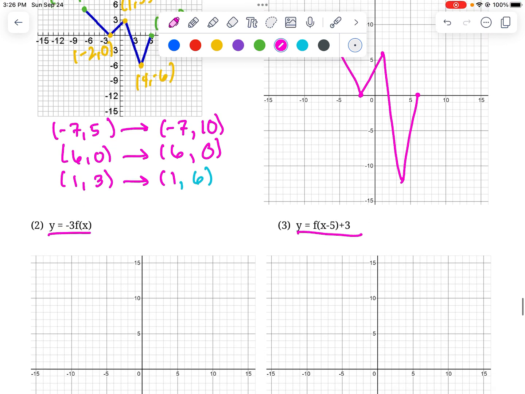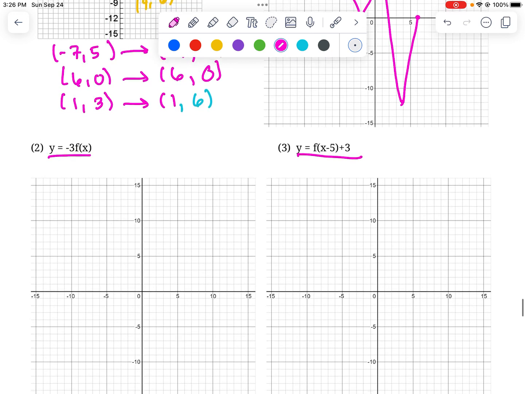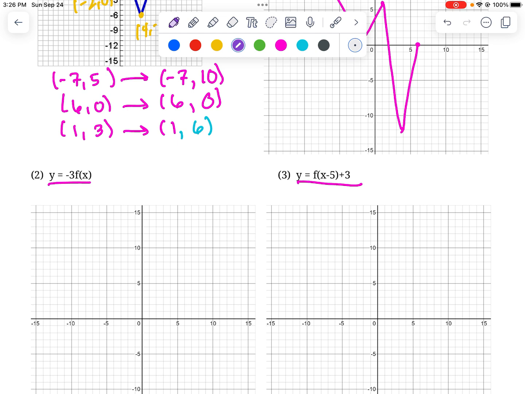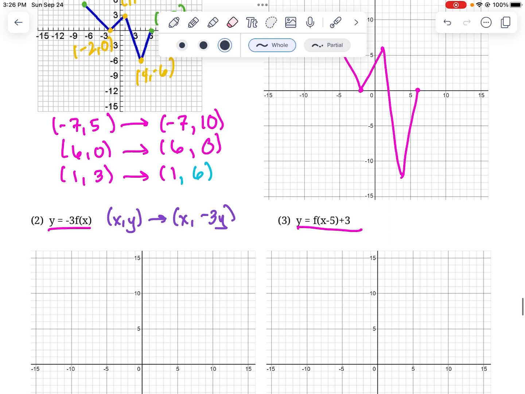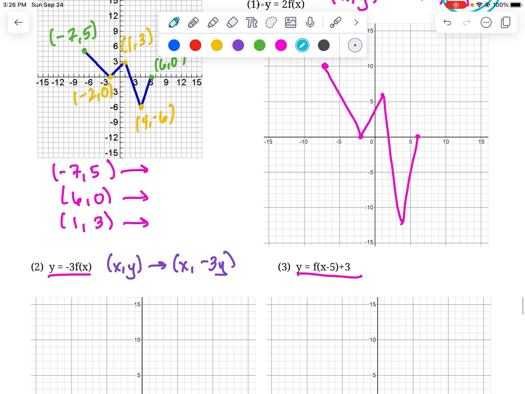Okay, this next one is similar in that it is a stretch. It has that 3, but it also has a negative. So this means that every point on my parent function is going to have the y coordinate get multiplied by -3. That's going to generate not only a stretch, but also a flip. So things are going to be flipped upside down and stretched out. Let's take some of these points and just plug them through, okay? So all the x's are going to stay the same. Let's just do these 3 points as a start.